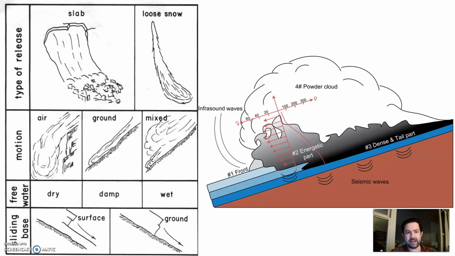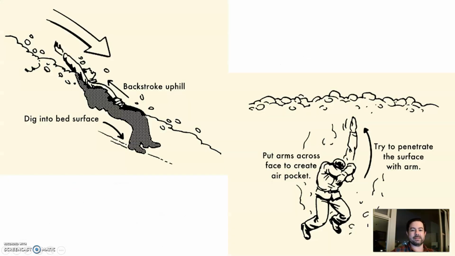And there's different types of avalanches: slabs, loose snow. Different avalanches are defined on how they flow. Do they get air? Are they on the ground? Are they mixed between the two? It depends on the type of snow. So that's a whole other unit in itself.